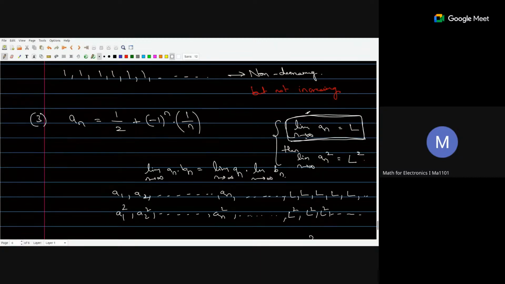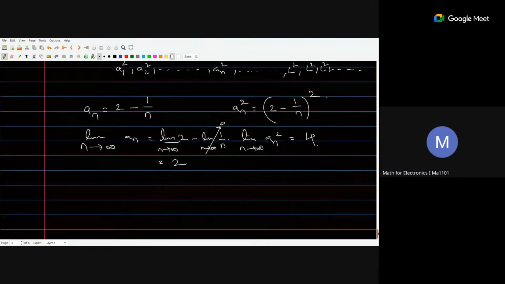Okay. Let me solve this problem then. So if none of you have any questions in recurrence relations, I will take this example now. So let us do this. An is given to be half plus minus 1 whole power n times 1 by n.